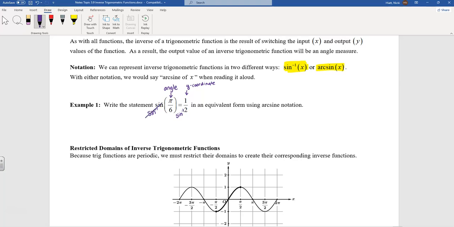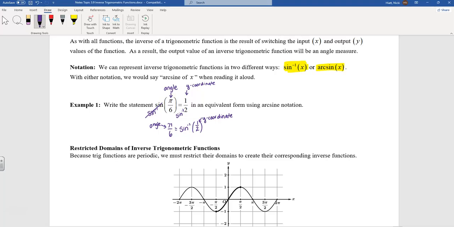here. That will cancel out our sine. We will get pi over 6 equals inverse sine of 1/2. Or sine inverse. I've heard it both ways. Okay, so now this is still an angle, and this is still our y coordinate.